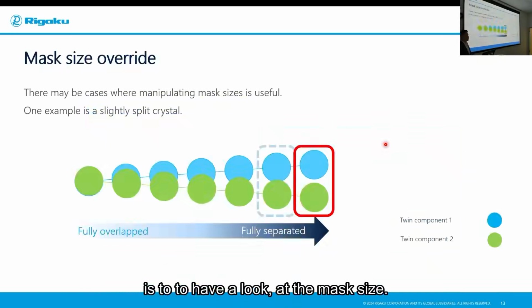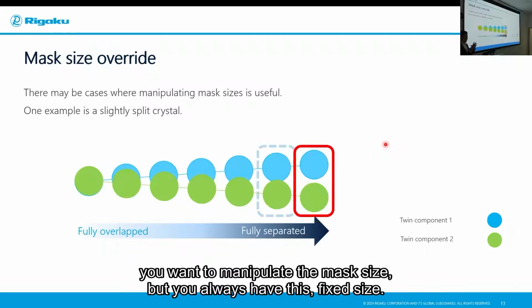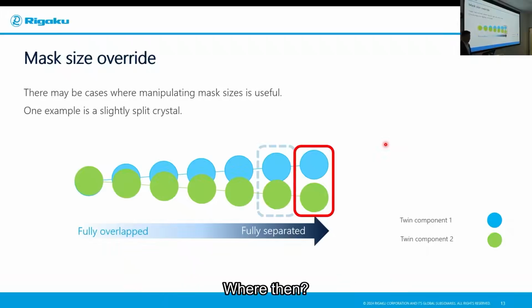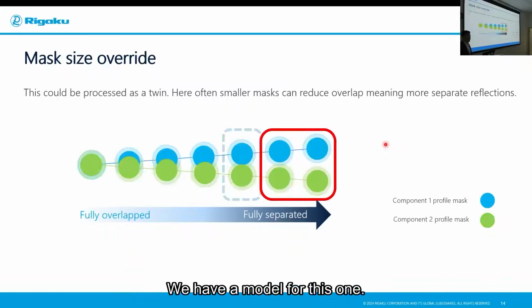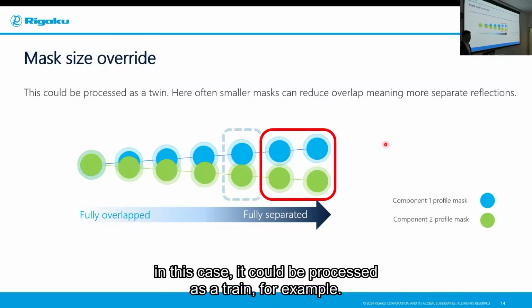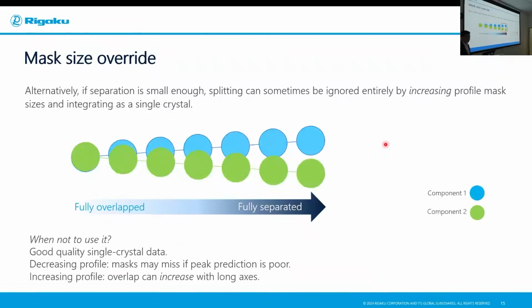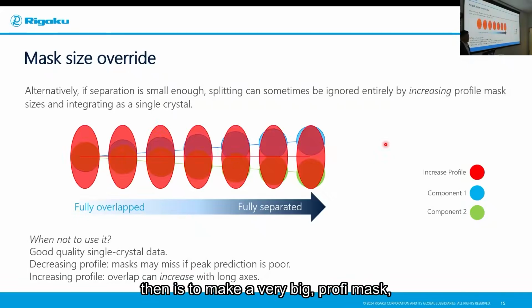Another thing that you can do in the options is to have a look at the mask size. There may be cases where you want to manipulate the mask size. What we always have is a fixed size, but you can increase and decrease it. What is happening often is that you have a slightly split crystal, where in higher angles or somewhere else, you can see that the reflections get separated nicely. We have a model for this one. So in this case, it could be processed as a twin, for example, and there you can often make the mask smaller to reduce the overlap between those ones, right? If the separation is not enough, what you can do then is to make a very big profile mask and work as a single crystal data set, right?